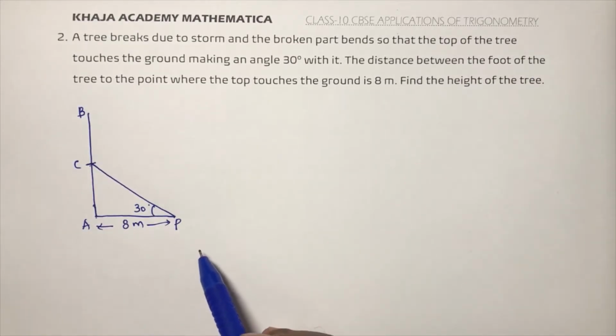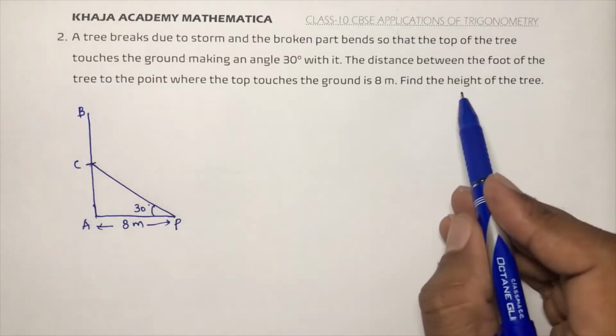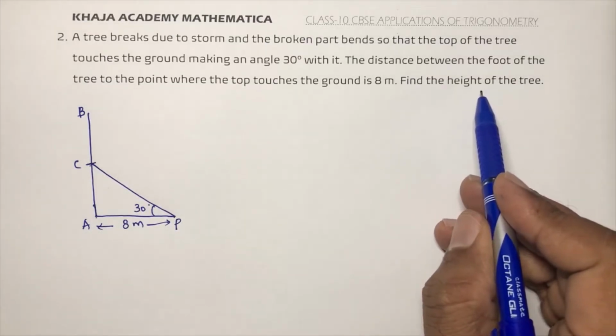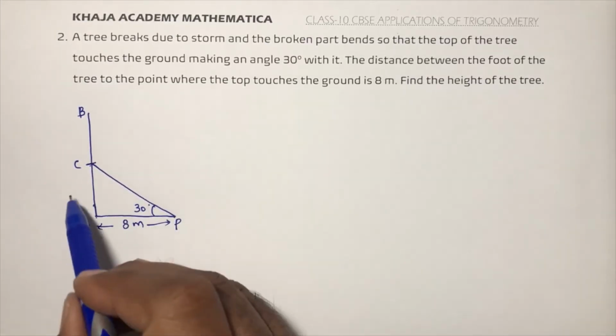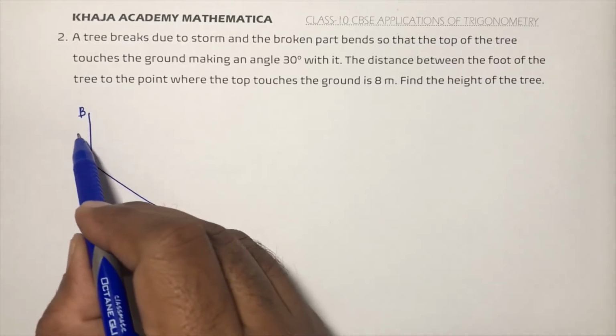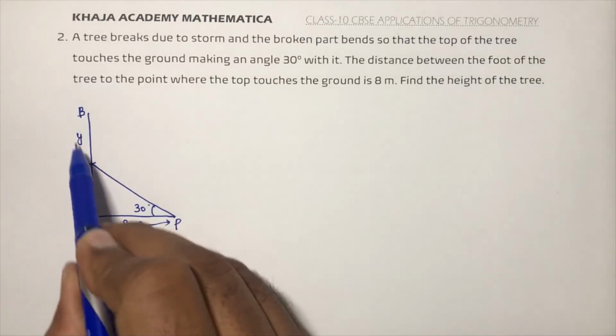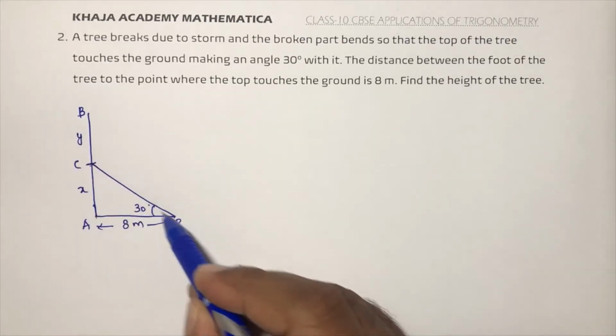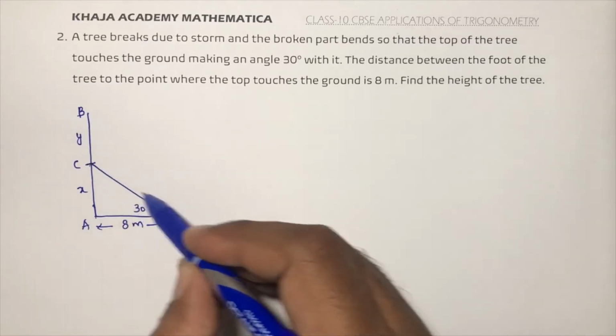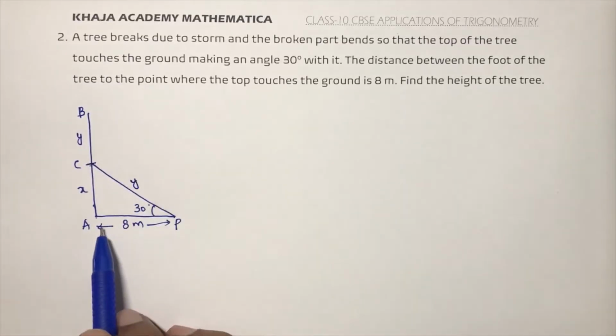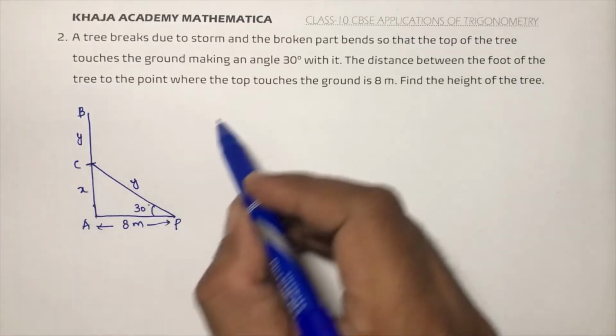Now we need to find the height of the tree. See here they didn't mention find the height of the tree before it was broken. So if they tell before it was broken, we need to find X and Y. We need to find the values of X and Y. So first I'll find X. See this Y part is over here. This broken part is here. So first I'll take in triangle APC.